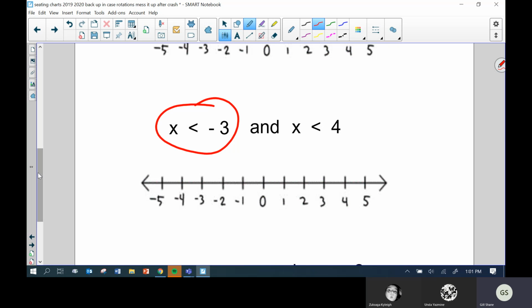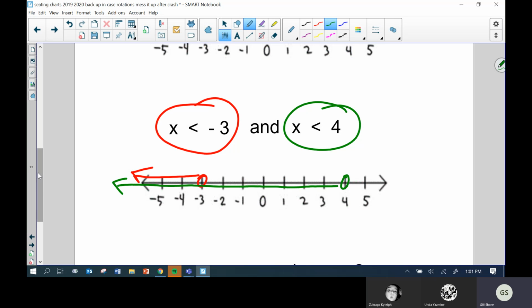It's got to be less than negative 3. Well, that's going that way. All right, next step, it's got to be less than 4. That's going this way. You guys are getting that. You're pretty good at doing them each individually. Here's the part where you have to make sure you understand though.